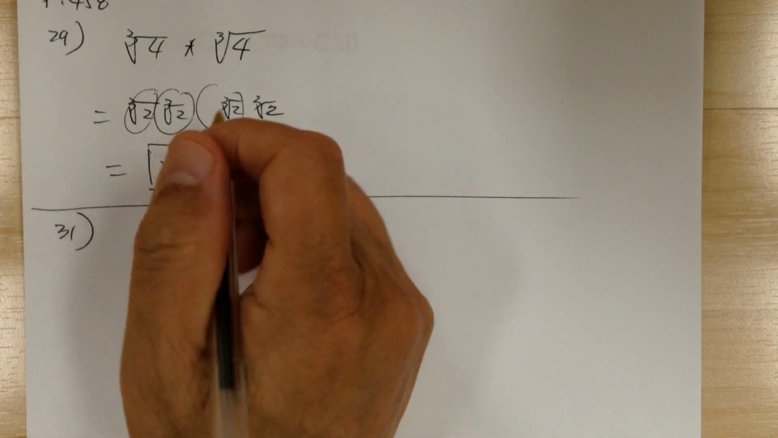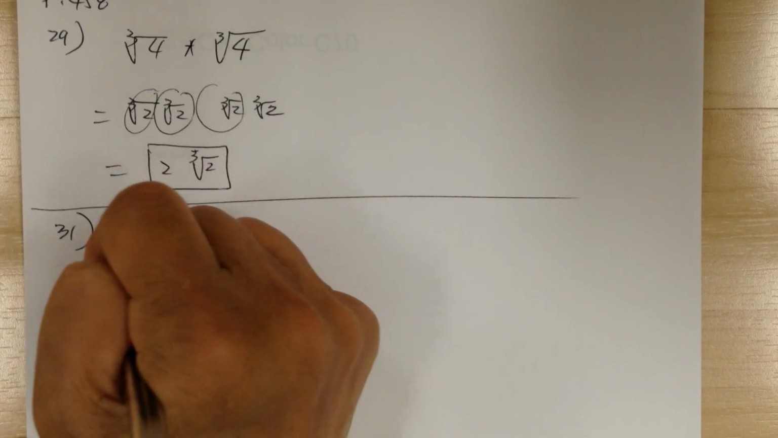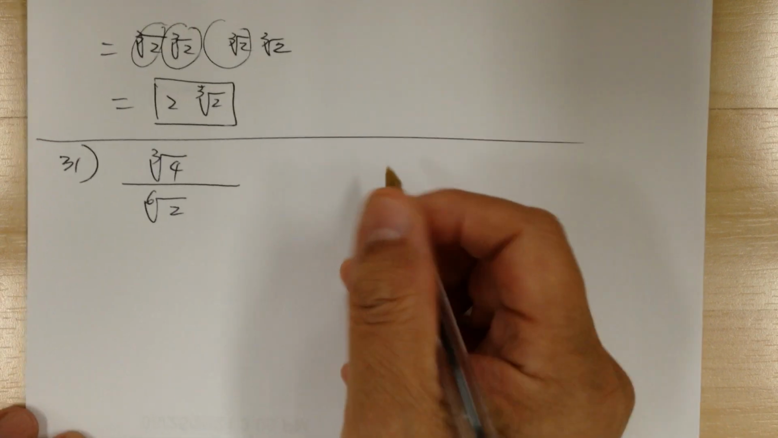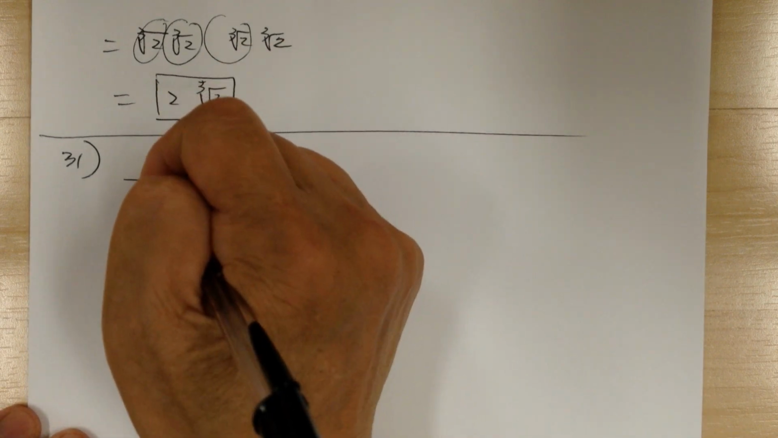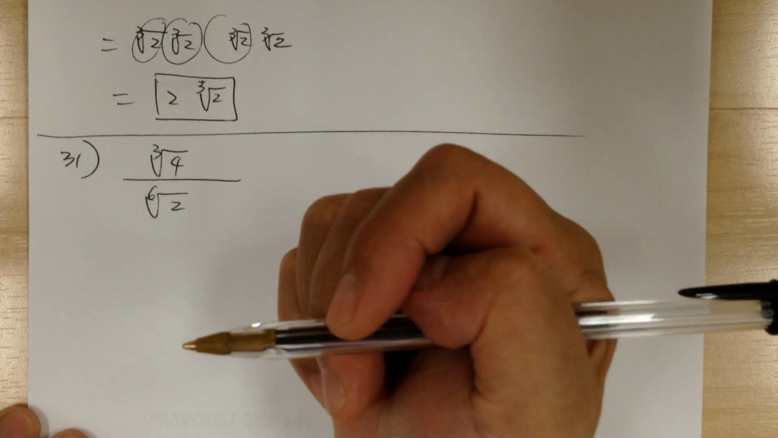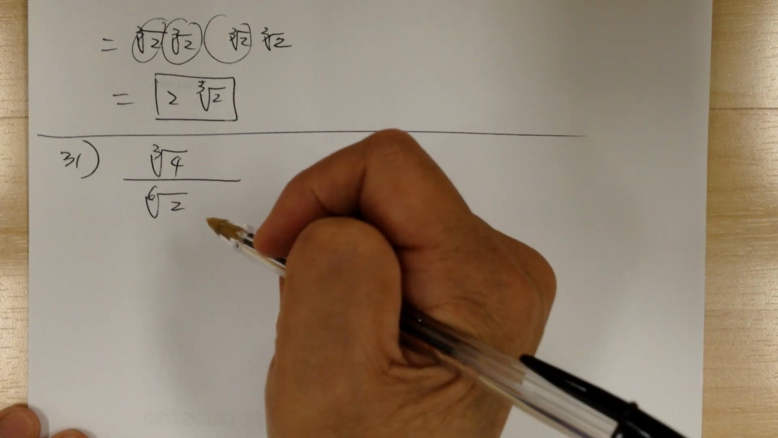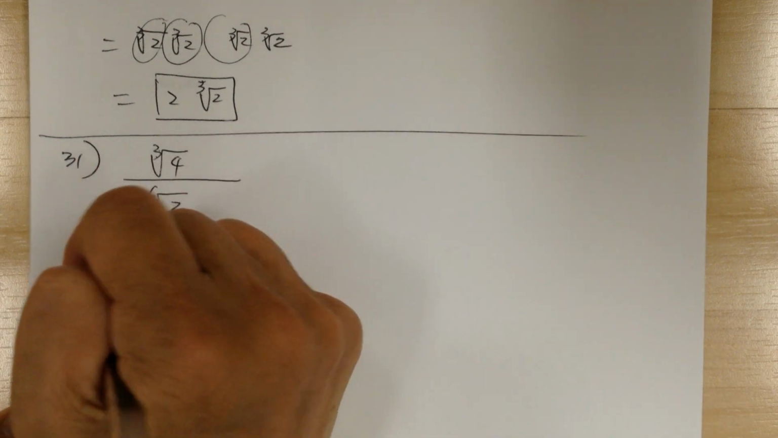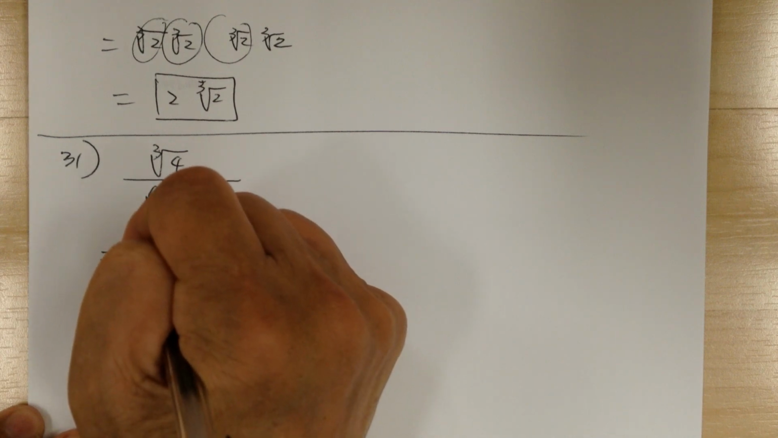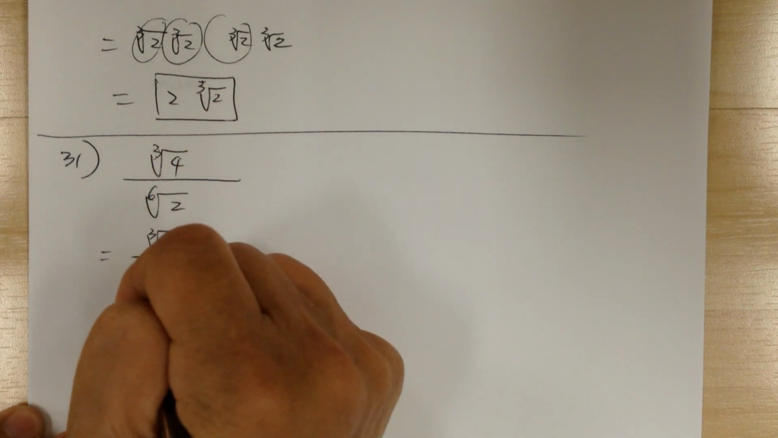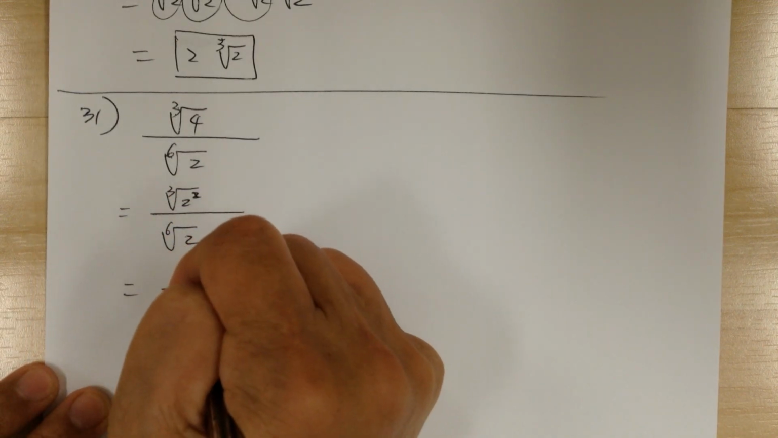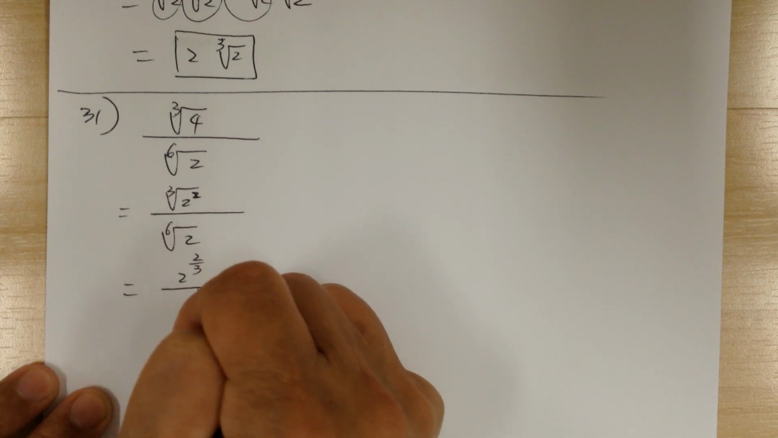Okay, number 31. You have cube root of 4 over 6th root of 2. Now this one, right now you cannot do anything to it because they have different index. Okay, so what you need to do for this kind of problem is you want to convert into exponential form and simplify, then switch it back into the radical form. Okay, so let's do one step at a time. So 4 equals 2 squared. Okay, and so this becomes 2 to the 2/3 power, and this becomes 2 to the 1/6 power.